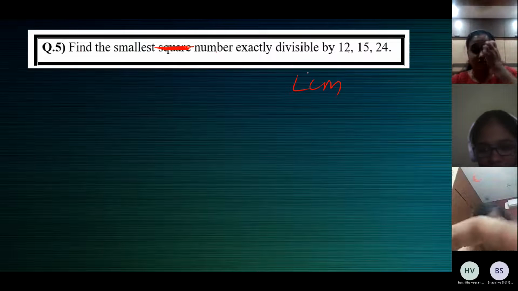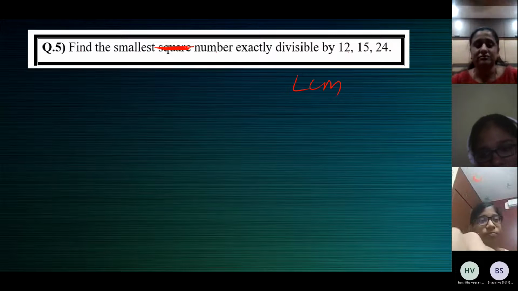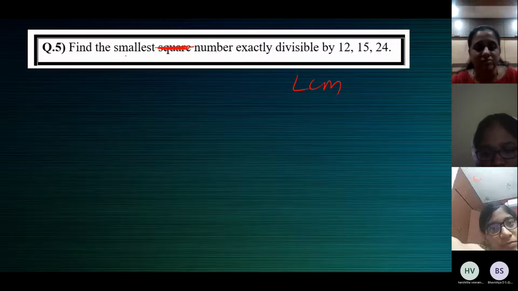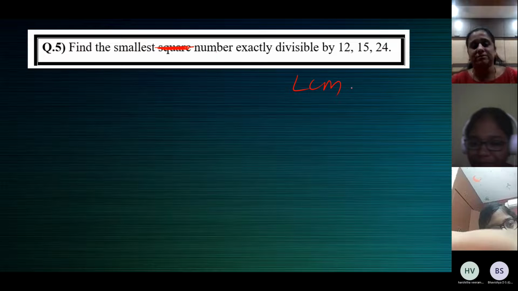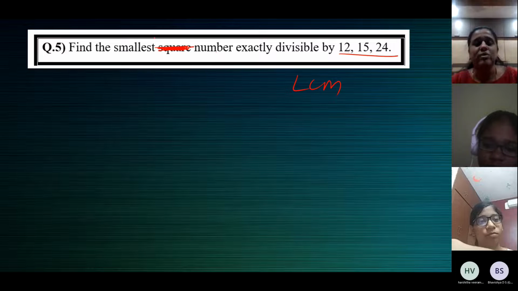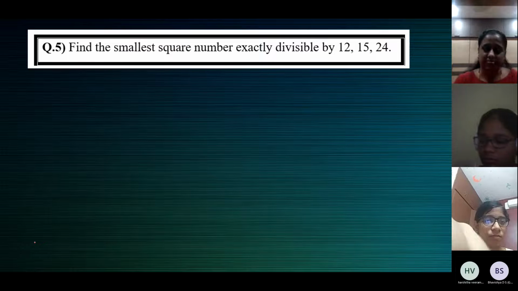So if this question was asked in 4th standard, we'll find the LCM of 12, 15, and 24. And the LCM of these numbers is the smallest number that is exactly divisible by 12, 15, and 24. You will have to now find the smallest square number. So you must find the LCM and then do some modification with the LCM. So to find the smallest square number, first find the LCM and then we'll do some modifications with the LCM.